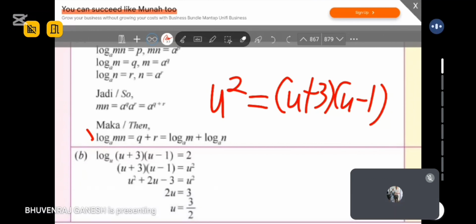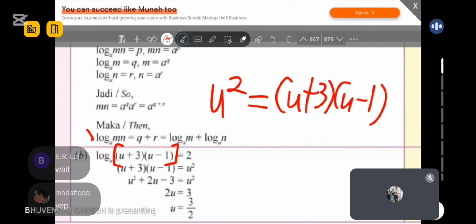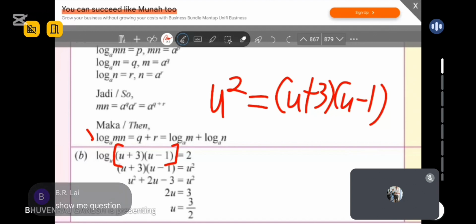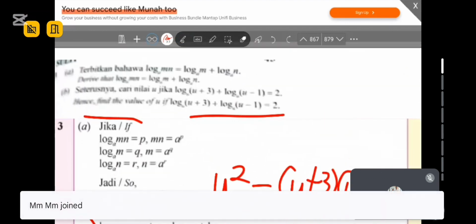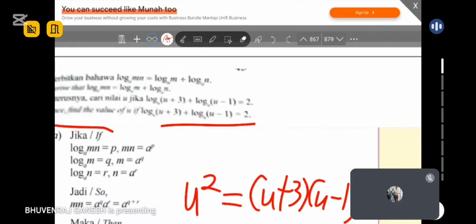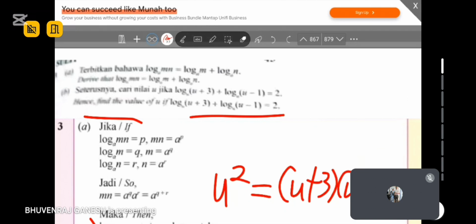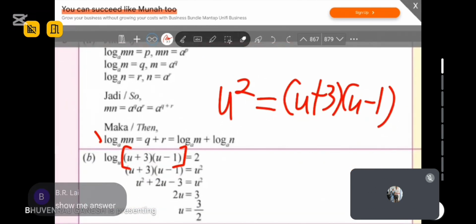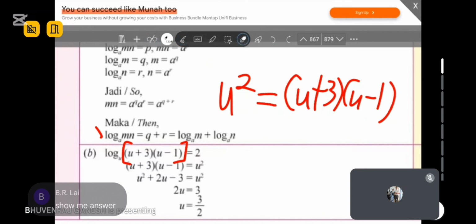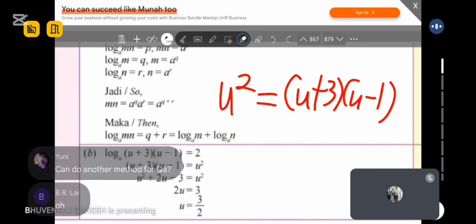Bracket tak kena buat ke? Bracket maksudnya yang ni ke? Macam ni. Adakah kamu maksudkan yang ni? Yes, boleh juga. No problem. If you want to put a bracket like that guys, also can. This one is a basic log question. Also 3 marks. 3 markah. Clear, right guys? 1 or 2 guys, 1 atau 2 can do another method for question A.